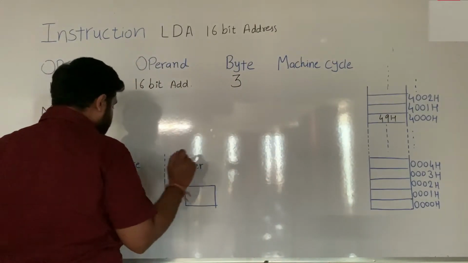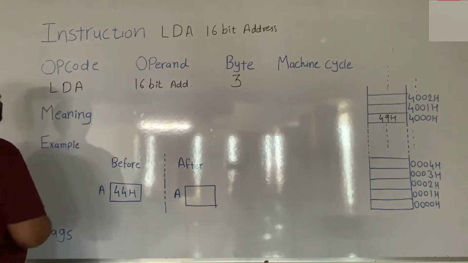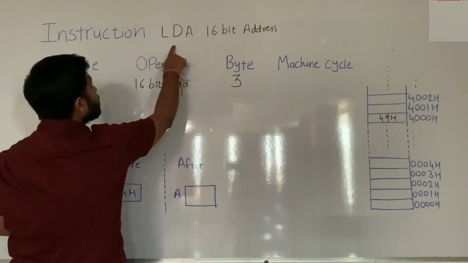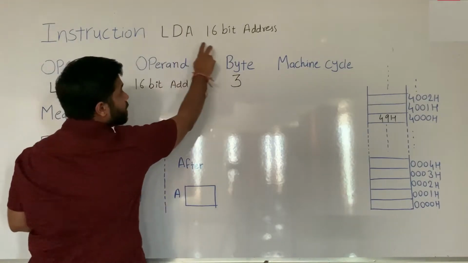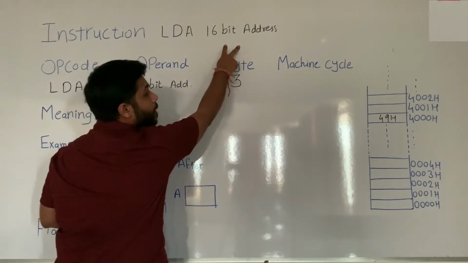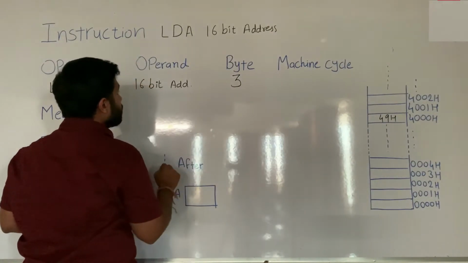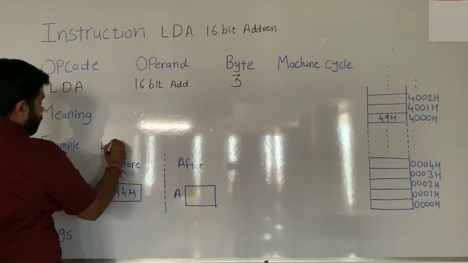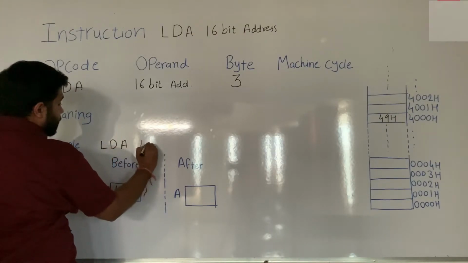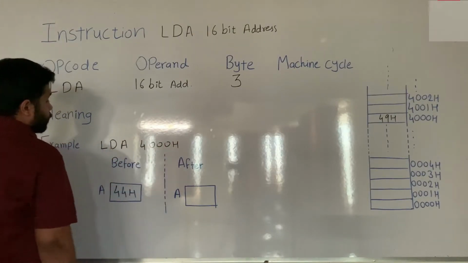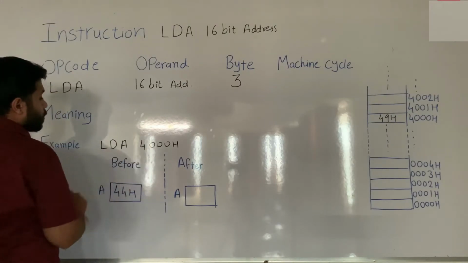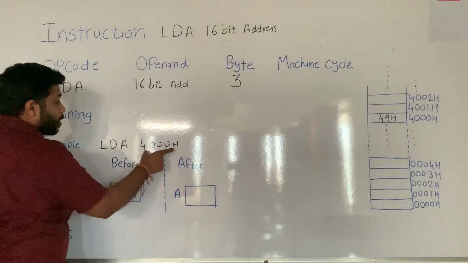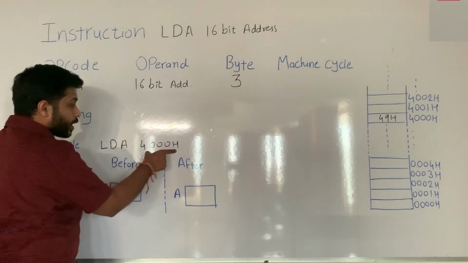Machine cycle we are going to see a bit later. Let's first see the meaning of the instruction. Now LDA 16-bit address means load data to the accumulator from the 16-bit address of a memory location. Let's see one example. For example, LDA 4000H. What is the meaning of LDA 4000H? It means load data to the accumulator from the 4000H memory location.